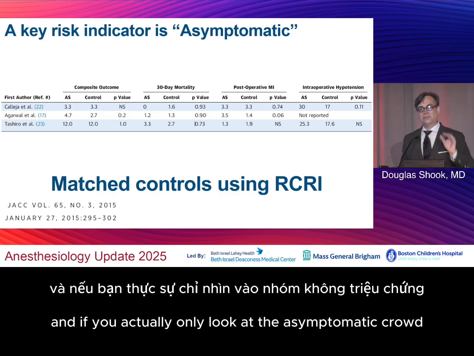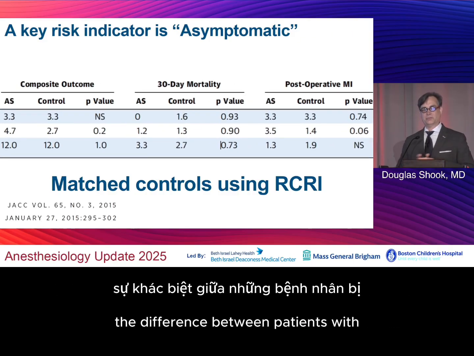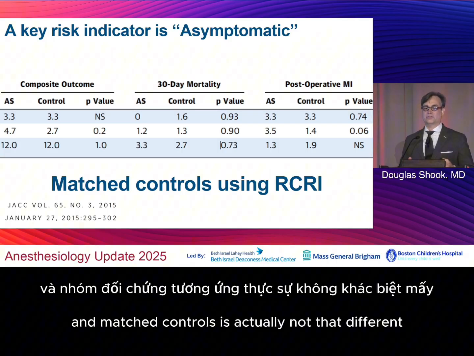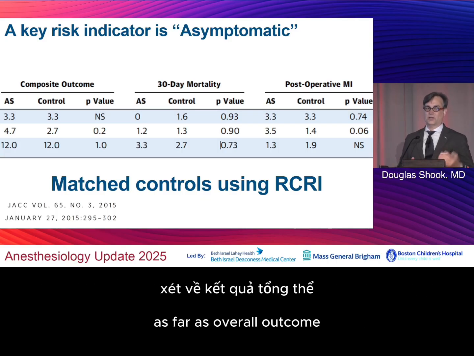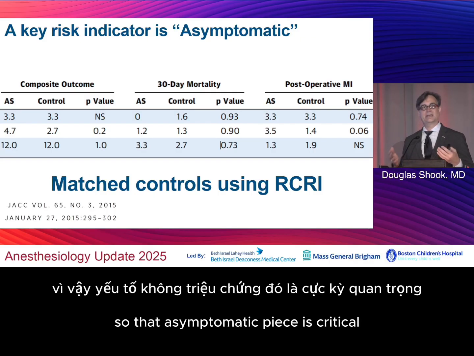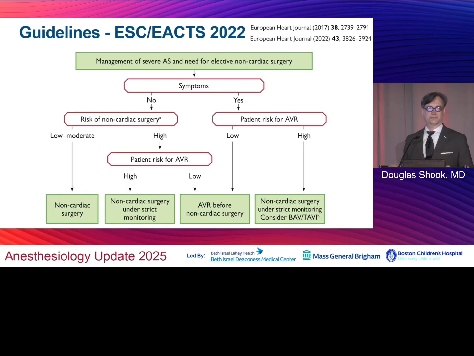And if you actually only look at the asymptomatic crowd, the difference between patients with asymptomatic aortic stenosis and matched controls is actually not that different as far as overall outcome, 30-day mortality, and MI. So that asymptomatic piece is critical. I'm going to say that's the first differentiating point. Does the patient have symptoms?